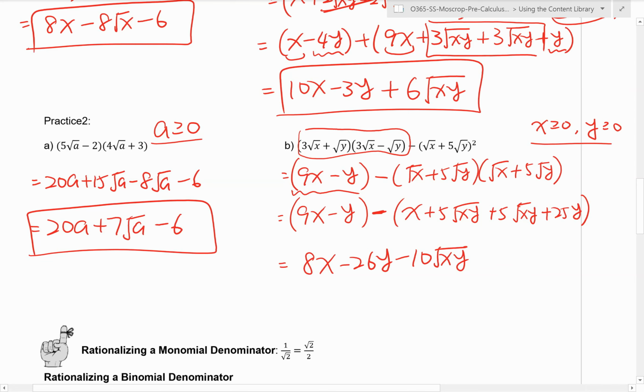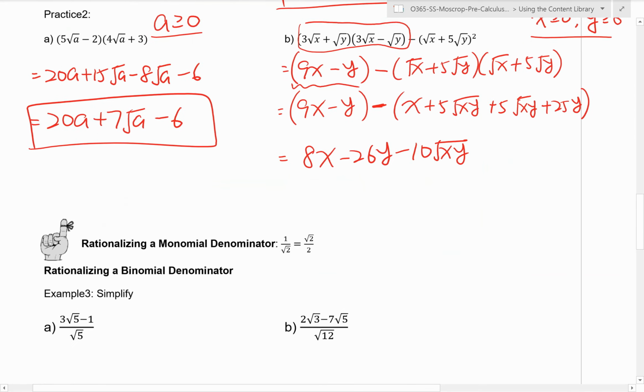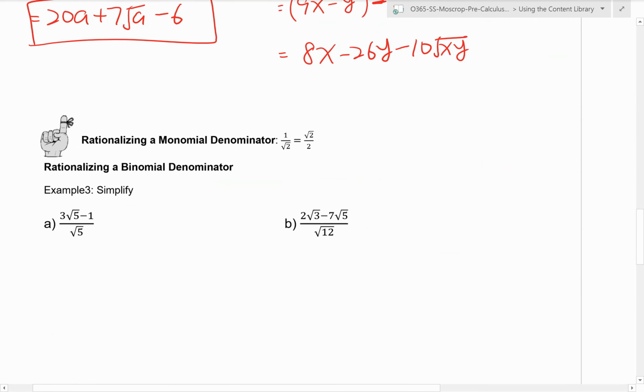It's good to write them down, I suppose, but you don't have to. Okay, that's multiplying. Now I'm going to show you rationalization. Okay, rationalizing a monomial denominator.